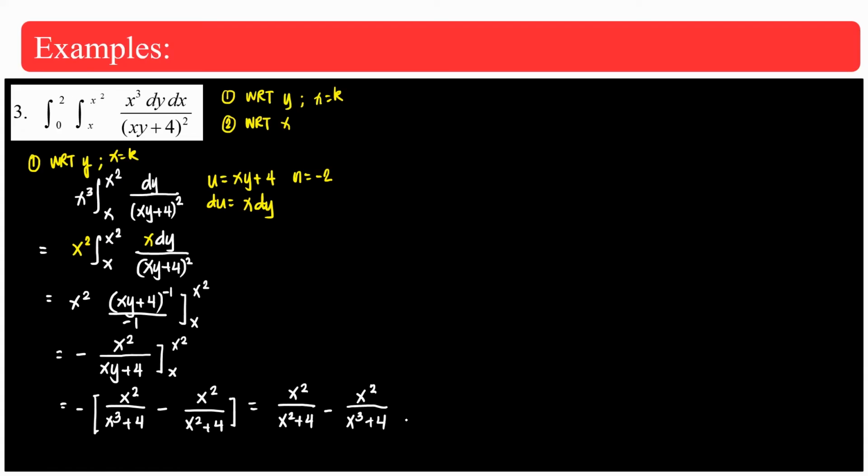This one. Now, we cannot integrate this yet for the second portion because for the second one, you would want to integrate it with respect to x. However, this one, you'll notice that. So yeah, let's rewrite that first with respect to x. So rewriting this would be from 0 to 2 of x squared all over x squared plus 4 minus x squared all over x cubed plus 4 dx.